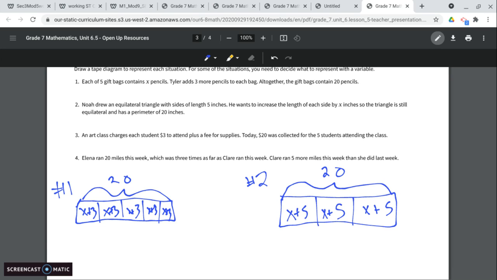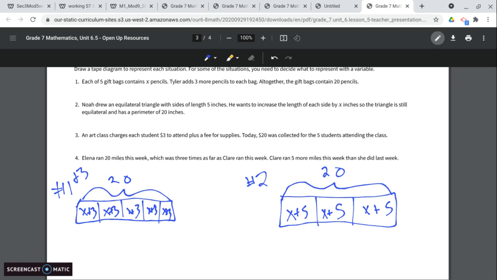For number 3, an art class charges each student $3 to attend plus a fee for supplies. Today, $20 was collected for the 5 students attending the class. $3 is added to a fee, and it's a total of $20. There's 5 students. Number 1 and number 3 are the exact same tape diagram to represent the situation.